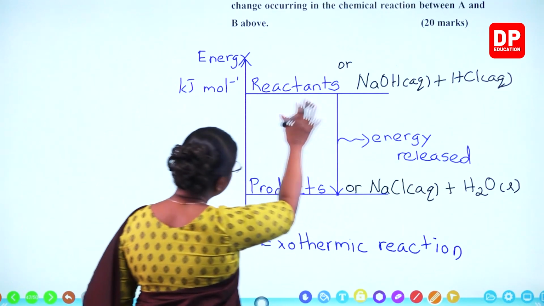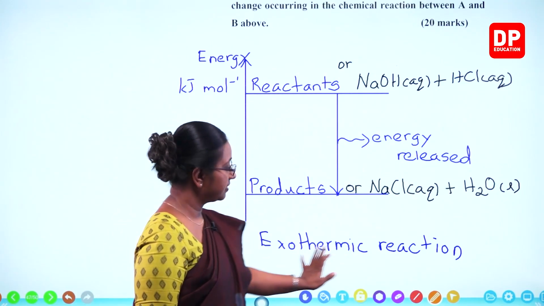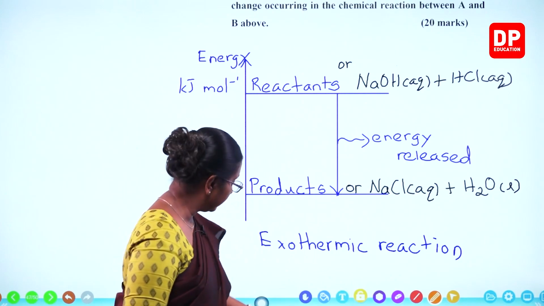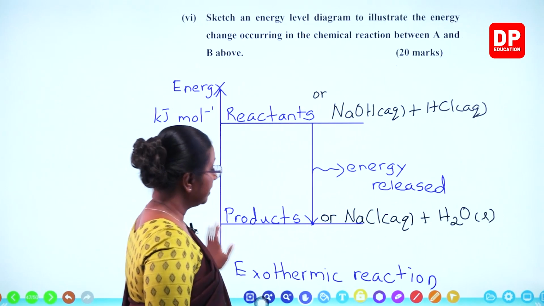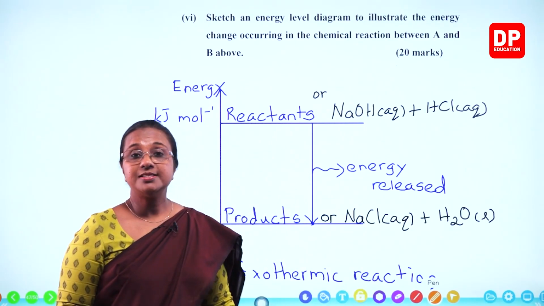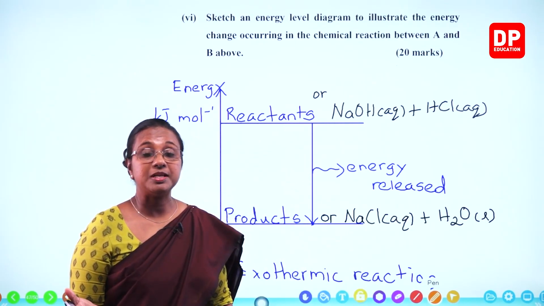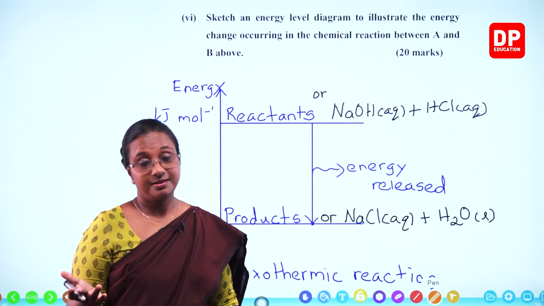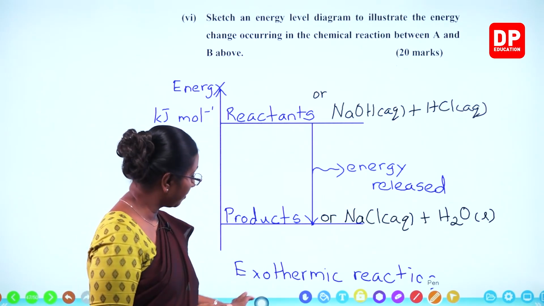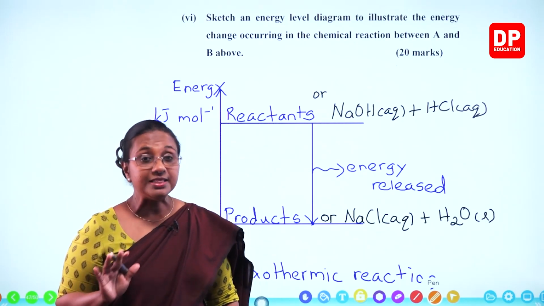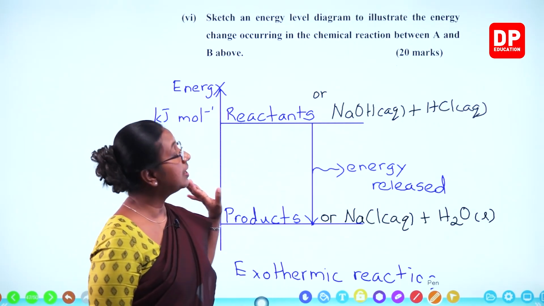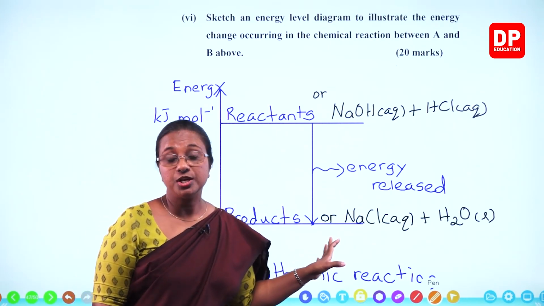So this is the diagram that is needed for the question. This is for you all to remember. It is an exothermic reaction. So always an acid-base neutralization, which is a double displacement reaction, is an exothermic reaction. It is an example of an exothermic reaction. You can remember that. So with that, students, I have completed the 6th question also.